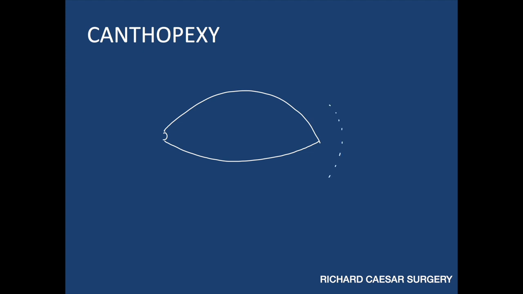So the idea is you identify the orbital rim, you make a little stab incision above the midline, and then you pass your suture from another little stab incision, take a bite of the inner aspect of the rim, and come out through the first stab incision. So the entire canthus is then tightened up on a Prolene suture.